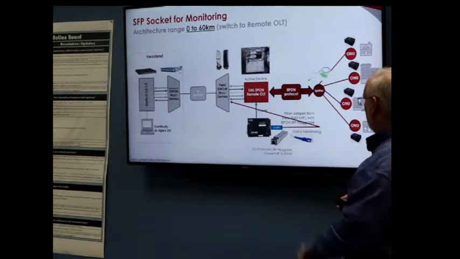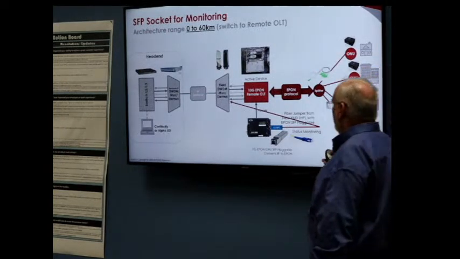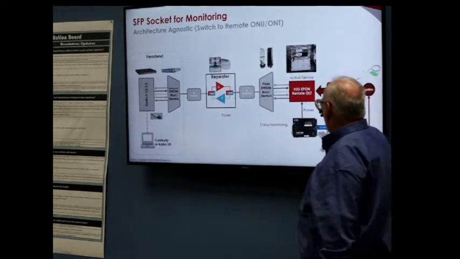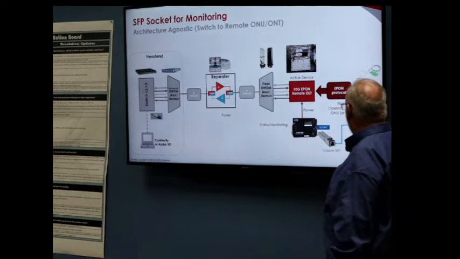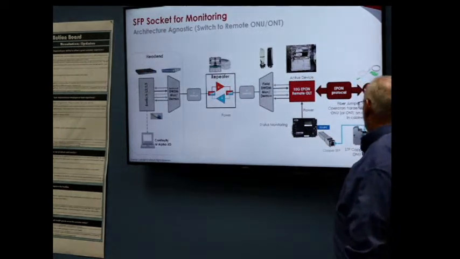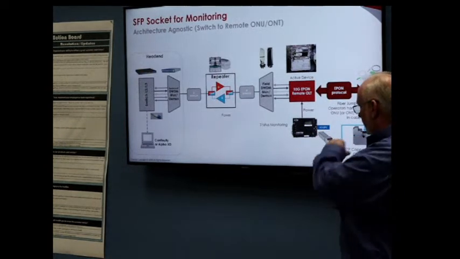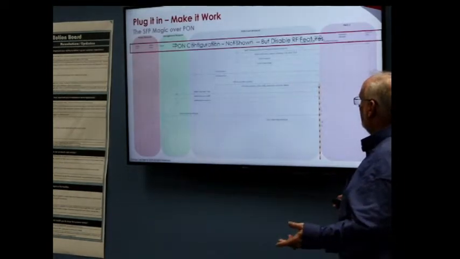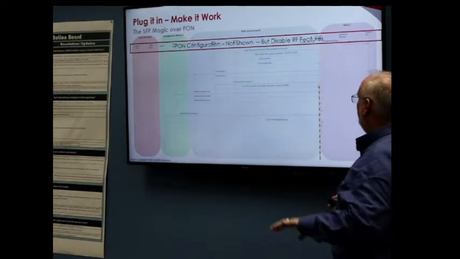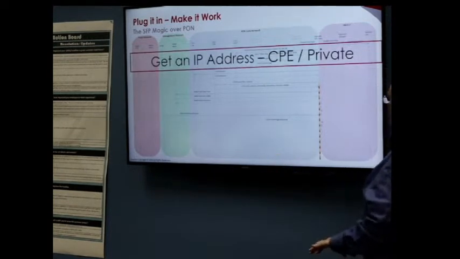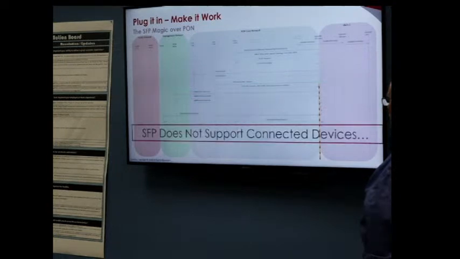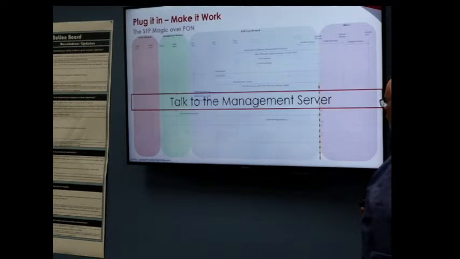When you start to drop it into a network, there's different places you can drop it off of. Again, you can do it off of DMUX. You can do it off of an OLT using an SFP, or at the end of line using an ONU or ONT with an SFP adapter or a copper adapter. And it works a lot. PON configuration, don't worry about that. Get an IP address, get the current time, get the config file, talk to the management server, and it does not support connection to other devices.